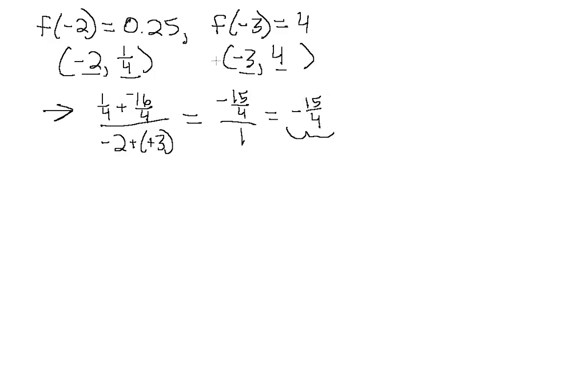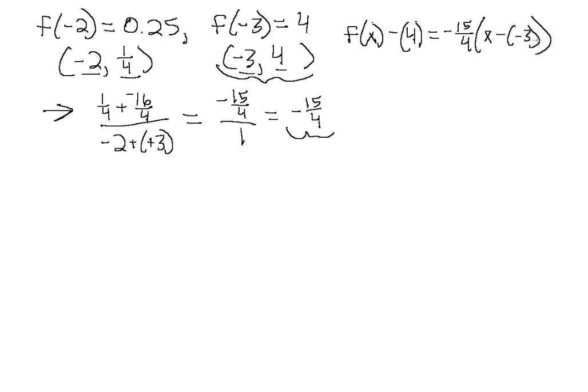Let's go ahead and pick one of the points to write our point slope form. Let's use point 2 because there's no fractions in it. So we have f of x minus f of x naught, which is 4, equals our slope, which is minus 15 over 4, times x minus x naught, which is minus 3. Be sure to write our negatives in parentheses. This is actually why we do this step, just so we don't make any mistakes. I tend to lose negative signs.